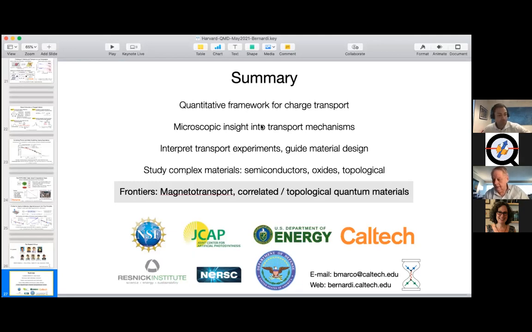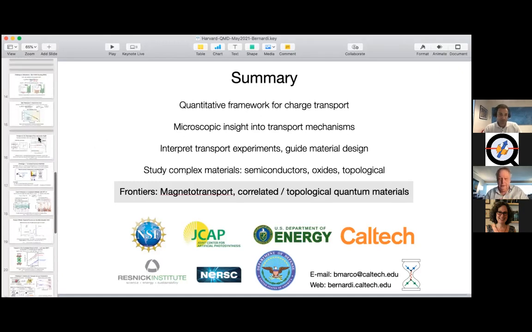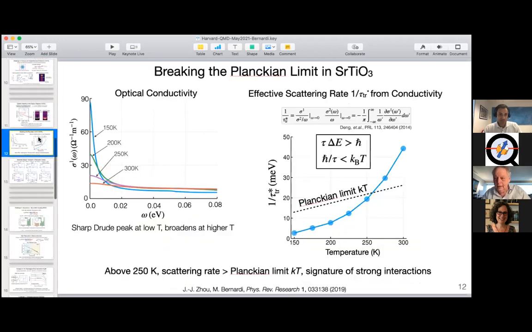You were saying that you had a mechanism for going beyond the Planckian transport, that is a way of sort of cheating Heisenberg's uncertainty principle. Can you tell me how that works, or give me an idea what's happening so that you can do that?